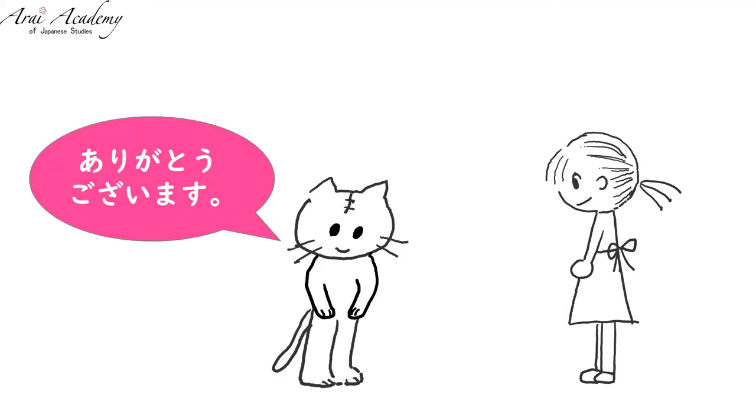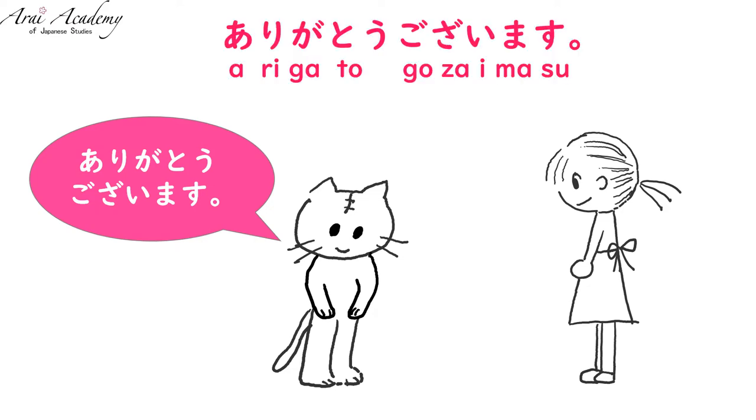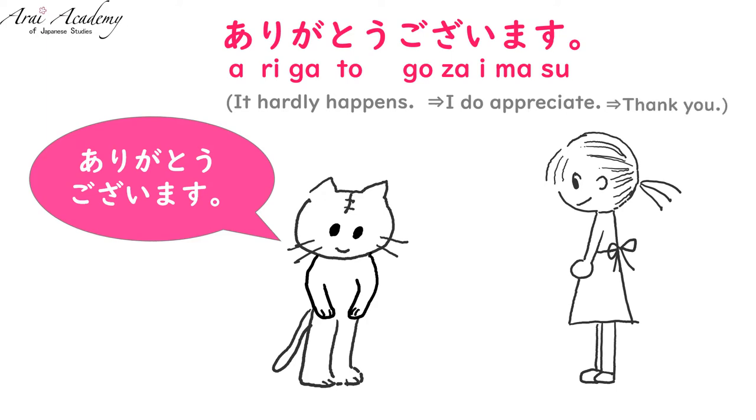Now you want to say thank you. How do you say? ありがとうございます。 This literally means, it hardly happens. Means, I do appreciate. Finally means, thank you in English. Repeat after me. ありがとうございます. And of course, you bow.